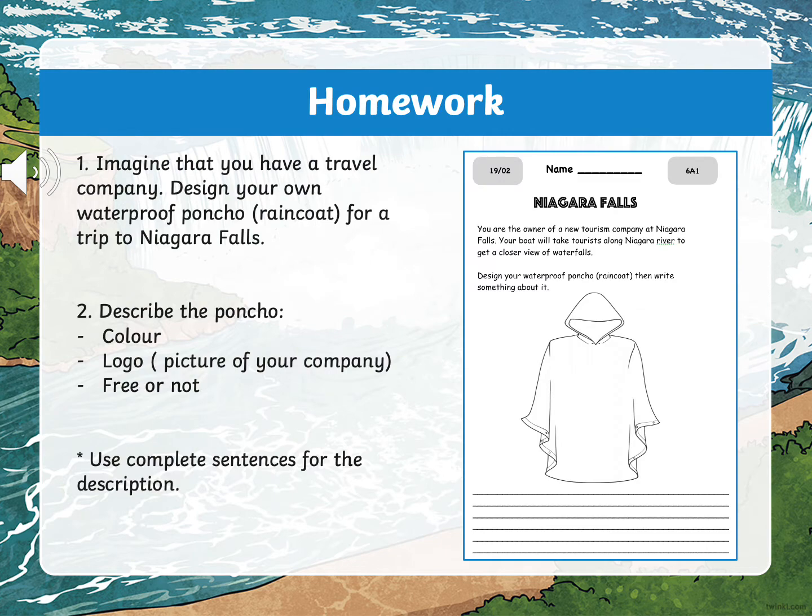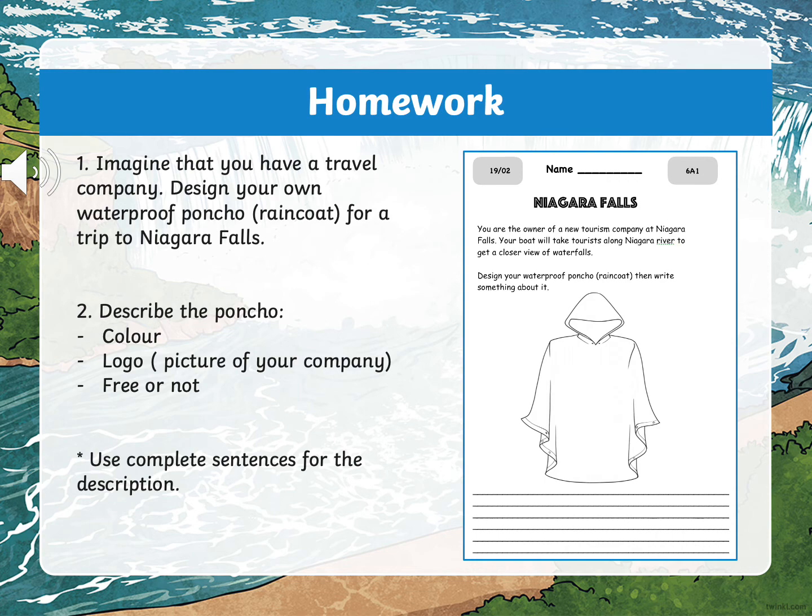And now it is time for homework. Imagine that you have a travel company. You're the boss. Design your own waterproof poncho, raincoat, for a trip to Niagara Falls.